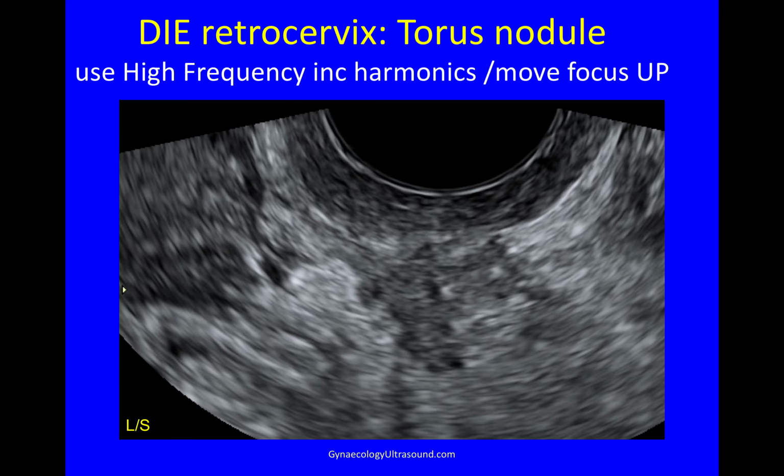So looking at the retrocervical area, looking at the torus, if you use high frequency, including harmonics, and move your focus up to very high, this is the posterior vaginal wall, then you can look at the torus and the ligaments in more detail, and you'll see a dark nodule there in this white fibrotic region. So you need to be sure to move your focus up to the area that you're actually interested in and go for high frequency. Of course, if you use harmonics, you have relatively higher frequency still, and that will examine that area nicely.